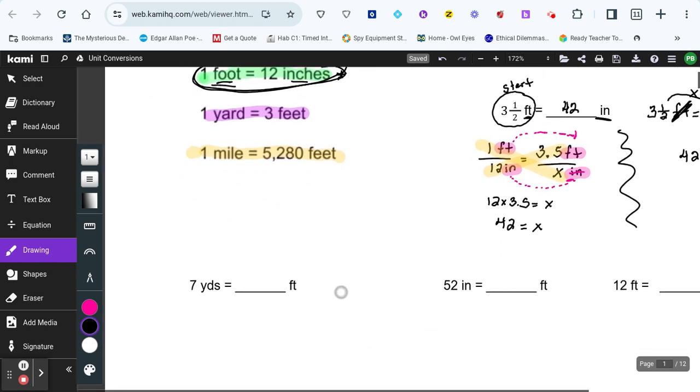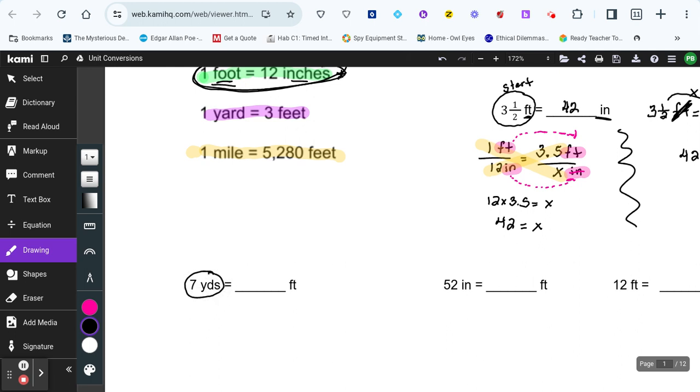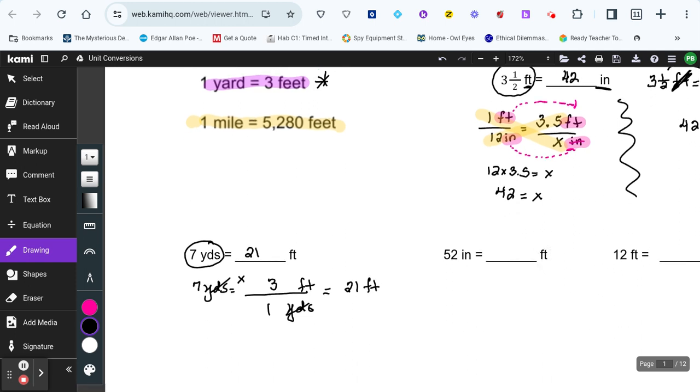All right, let's take a look at this one. 7 yards to feet. I'm going to start with 7 yards. And the one that deals with yards and feet is this one. However, you want to cancel yards, so put yards in your denominator and feet in your numerator, so your yards would cancel. Well, that would be 1 yard and 3 feet from the chart. And whatever is up here, you multiply. So your answer is just 21 feet. That's all you do for dimensional analysis.